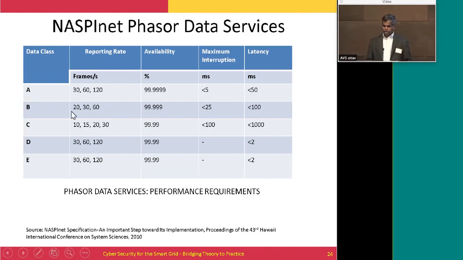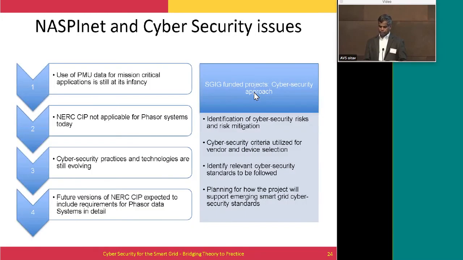For example, class A, the reporting data rate could be 30 frames per second or 60 or 120 depending on the application. Availability is 99.49, that means highly available. Latency is less than 5 milliseconds, maximum interruption latency, that means you don't receive the packet, something is lost and you get retransmission kind of thing. The end-to-end latency is like 50 milliseconds. So you can interpret each one of them in some fashion like this. So that's what some specification.